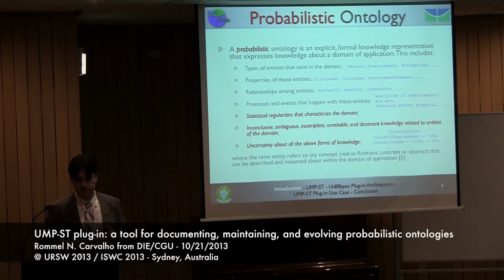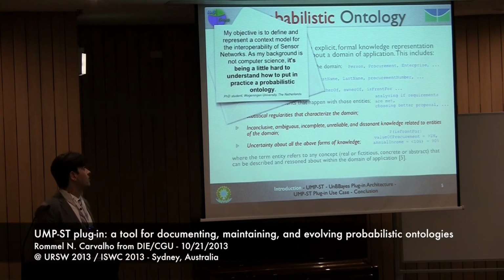And while I was doing my PhD work, I got a lot of questions from a lot of different people from all over the world. Basically, one of them said, my objective is to define and represent the context model for interoperability of sensory networks. So it's a totally different scenario than what I was dealing with. Basically, he's saying it's a little bit hard to understand how to put a probabilistic ontology into practice. In his case it was even worse because he didn't really have a good background in computer science, which makes it harder depending on how you approach this.